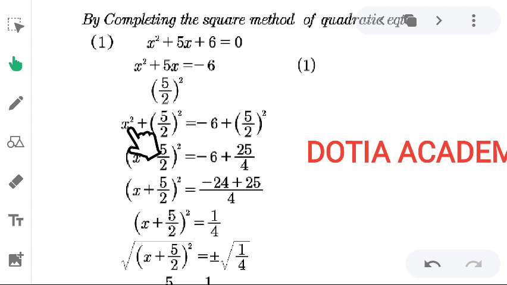Since this is in squaring, this is also in squaring, you can have it included in one squaring bracket, equal to minus 6. 5 squared is what? 25, and 2 squared is what? 4.